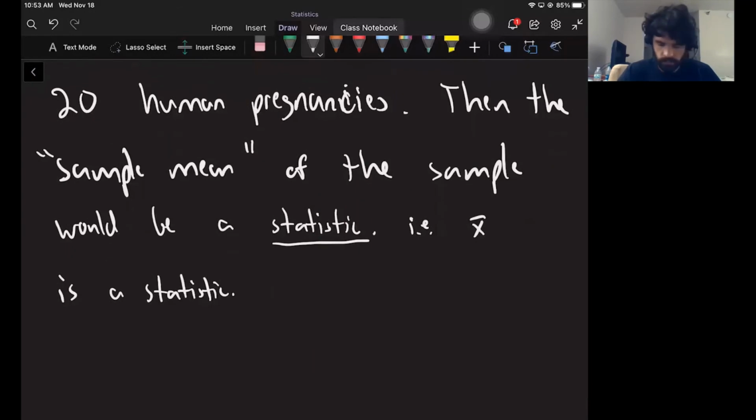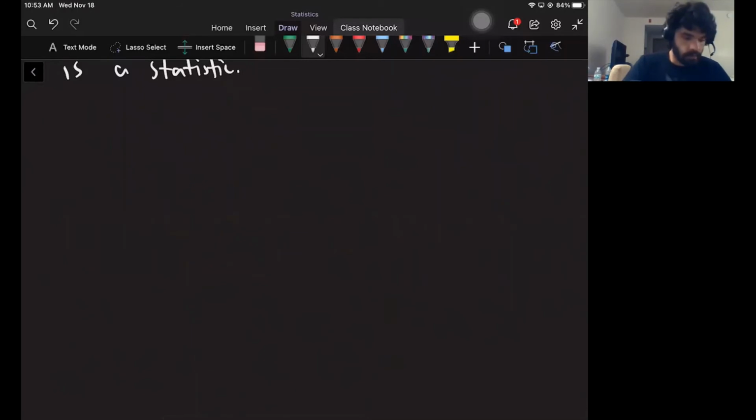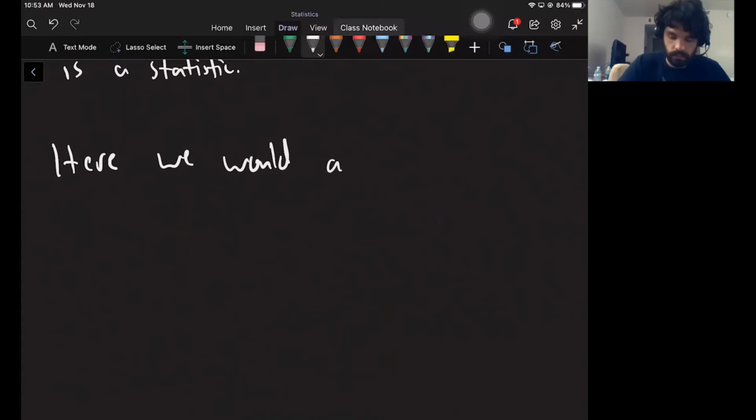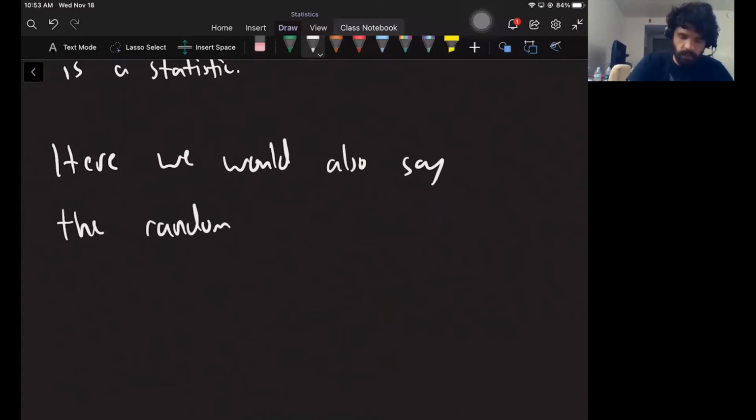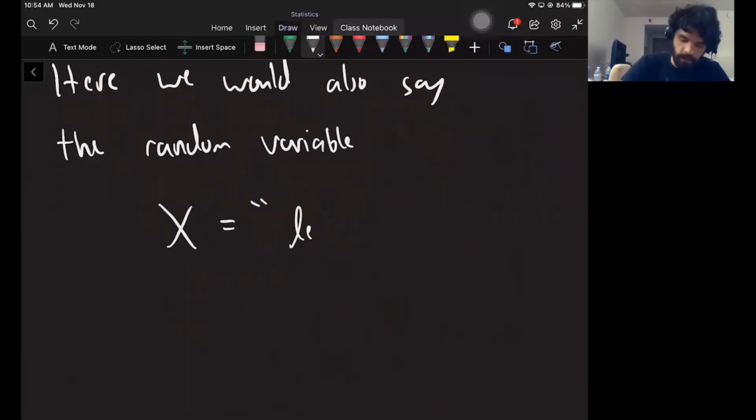Okay, so let's keep piling on this jargon. So what else could we do? Well, let's also use the big X notation that we learned. So we would also say, so we have a random variable in this problem. So I'll call it X. So it's not X bar yet. So what's the random variable? What's the number? The number is the length of the human pregnancies.